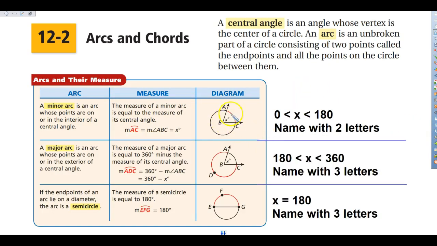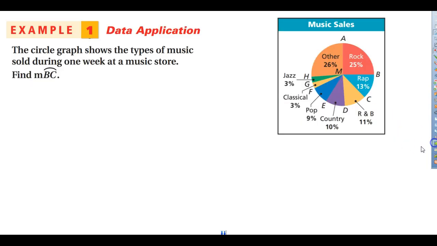Whatever this angle is, this arc is also going to measure. Okay, so these are always going to be the same. So if this is 20 degrees, then the arc is going to measure 20 degrees as well. All right. So when we look at our example here, we're not looking at this in terms of degrees.